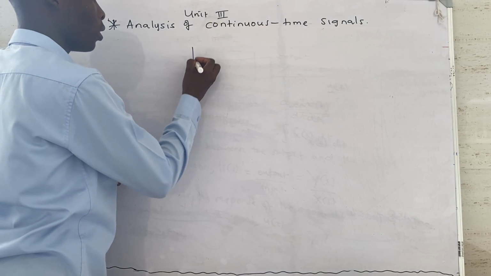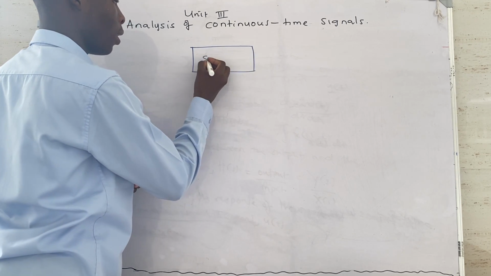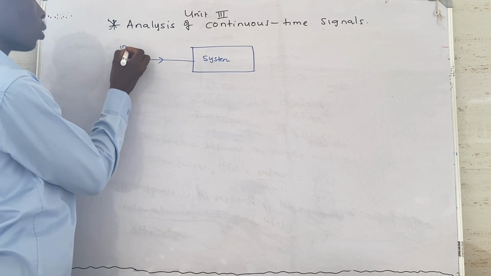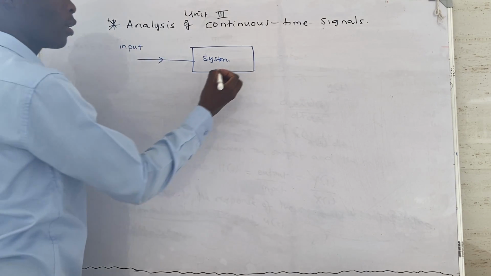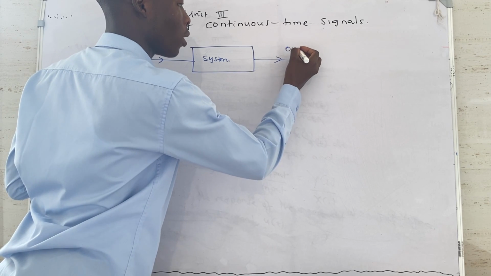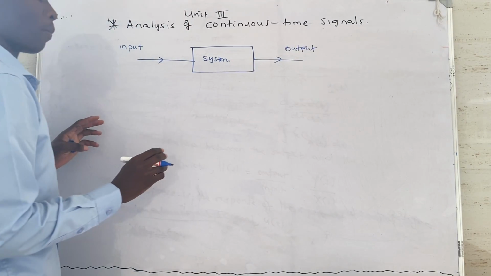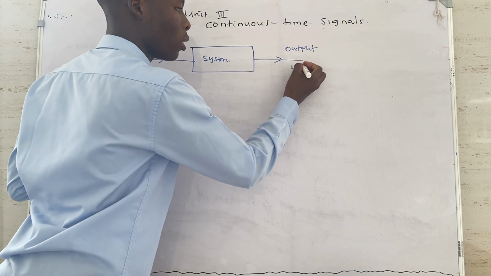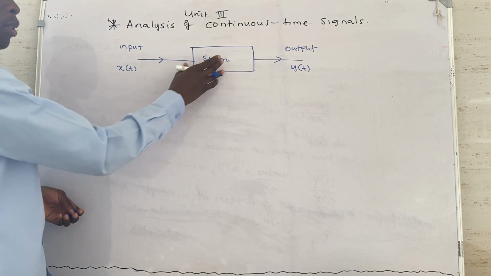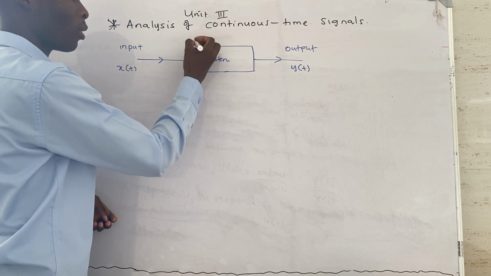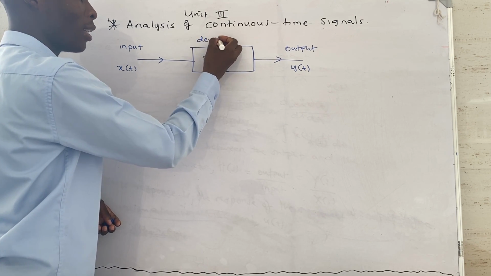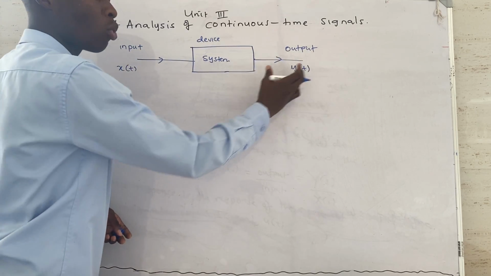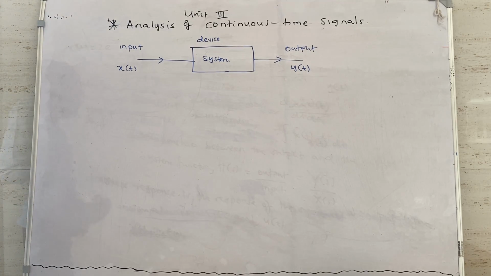This is the system. This is the input to the system, and this is the output of the system. Suppose my input is x of t, my output is y of t. This is my system. The system is nothing but a device, and this device is going to perform some operations on this input, and I'm going to have this output.